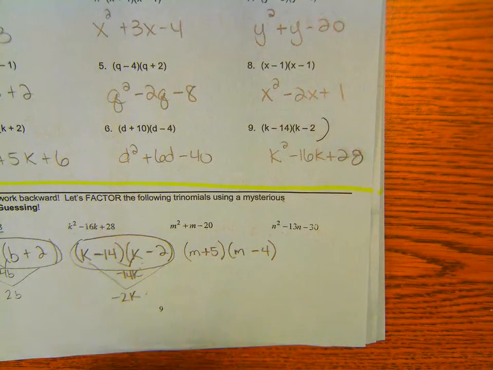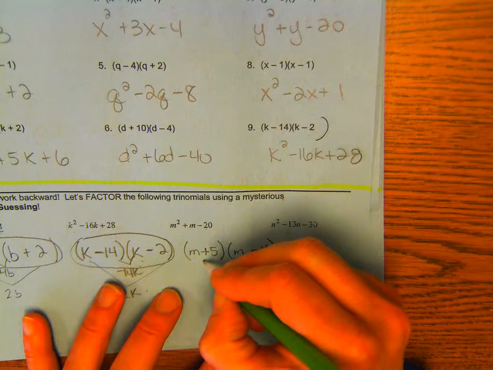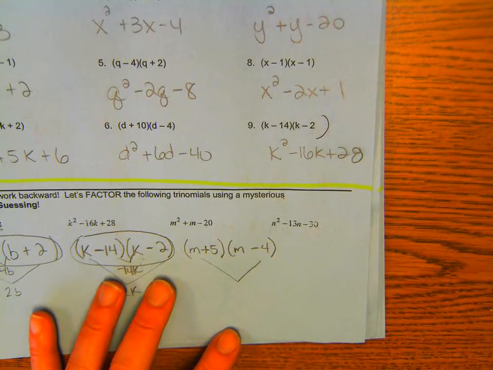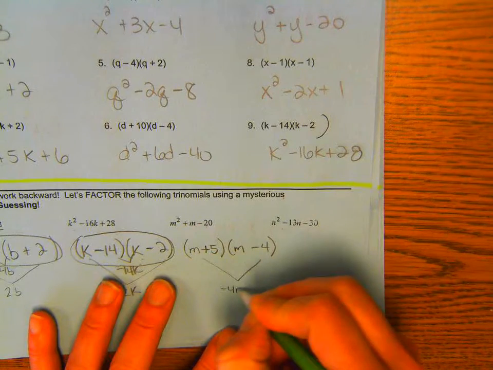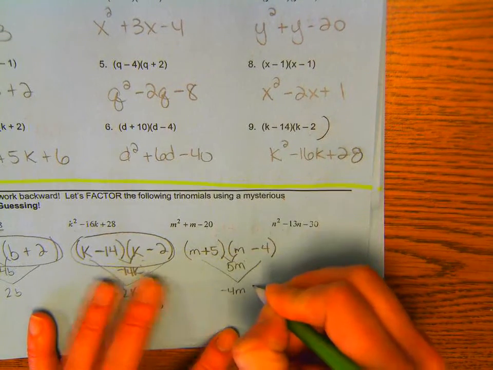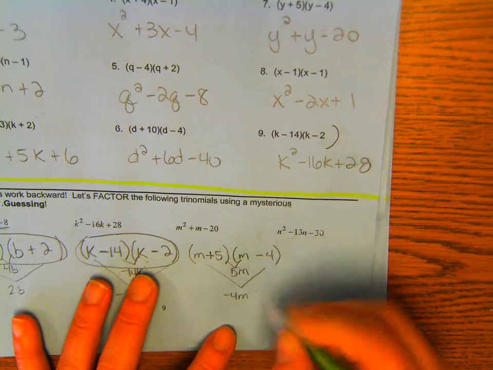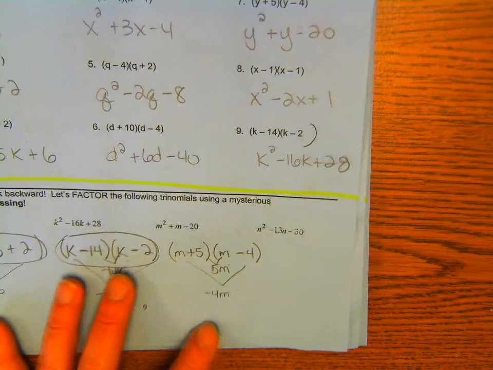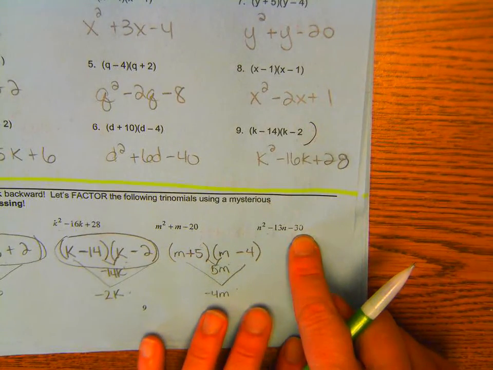Here's why it works. Let's check the outers and inners. What is the product of the outers? -4m. And the inners? 5m. What's 5m plus -4m? 1m, which is what we see for our middle term. All right, how about this one? n squared minus 13n minus 30.